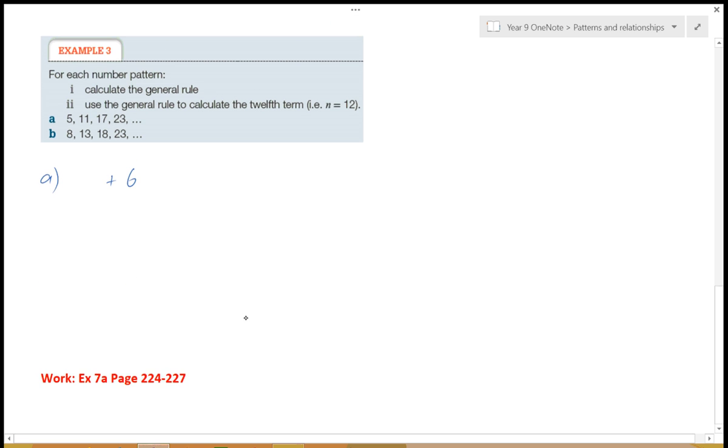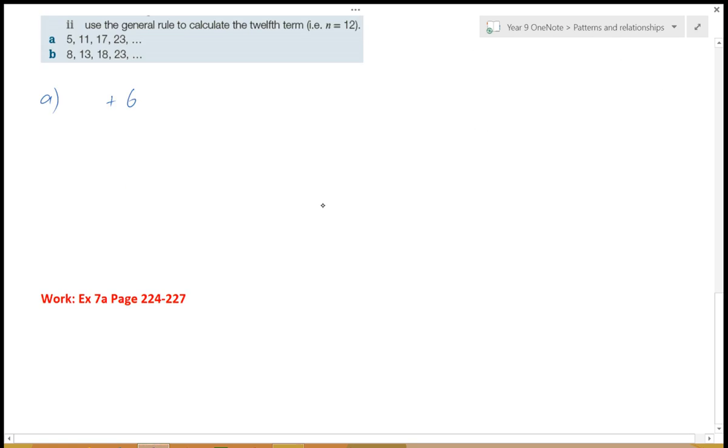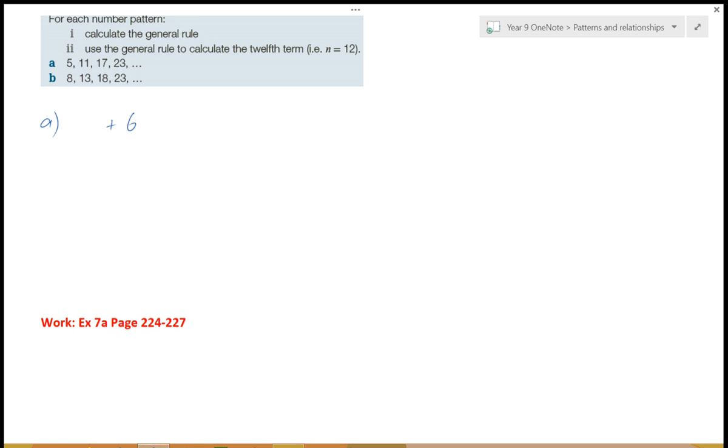So we start with something, and then we add 6 for each term. Now up here, we had a term where we took away 3 each time, and we showed that with 3n. So how are we going to show that we're adding 6 in a rule? If we show taking away 3 is minus 3n, how could we show adding 6 each time? Megan? Is it plus 6? Yep, plus 6n.